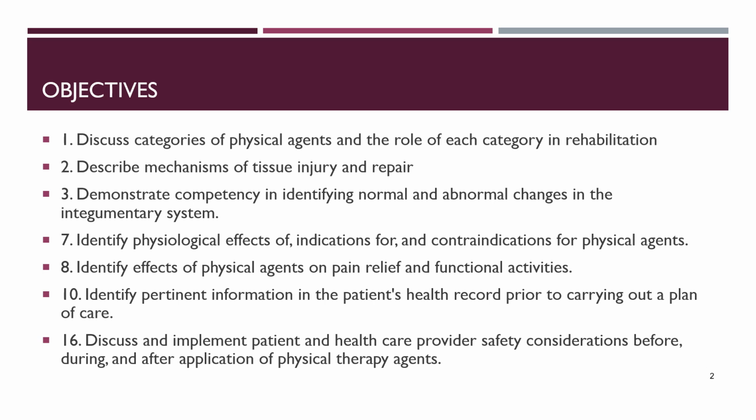Describe the mechanisms of tissue injury and repair. We're going to discuss some things like venous insufficiency and ulcers that form, so something you may have heard in some of your other core courses. We're going to demonstrate competency in identifying normal and abnormal changes in that integumentary system, identify physiological effects of, indications, and contraindications for compression, identify the effects of physical agents on pain relief and different functional activities, mainly looking at functional activities for this modality.